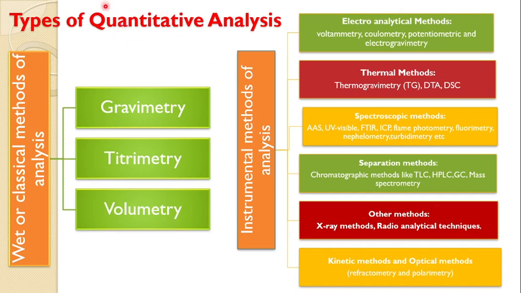If you go for quantitative analysis, you go for these four important types: analytical methods, thermal methods, spectroscopic methods, and separation methods. And these are the special techniques: X-ray methods of analysis, radioanalytical techniques, kinetics, and optical methods.